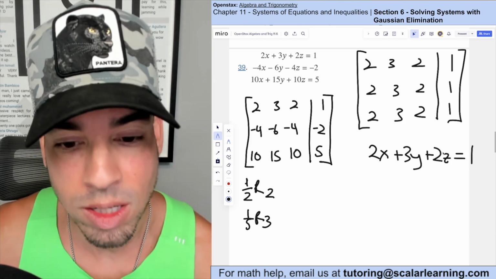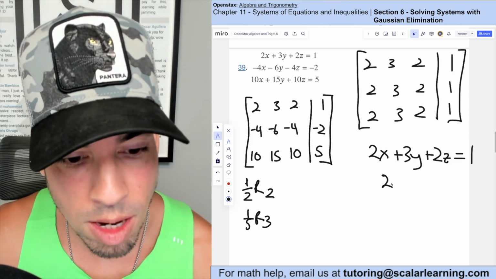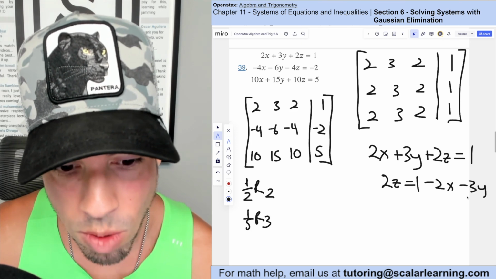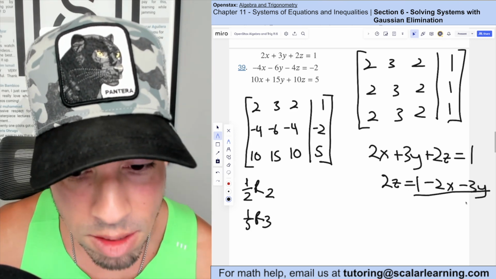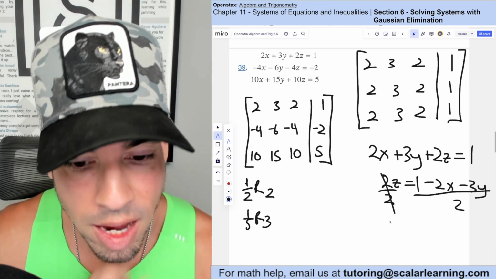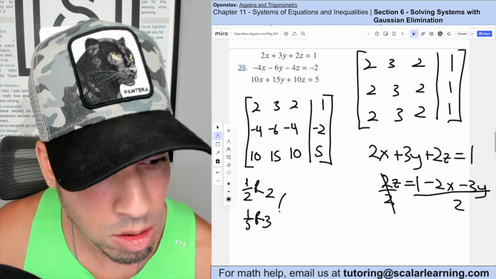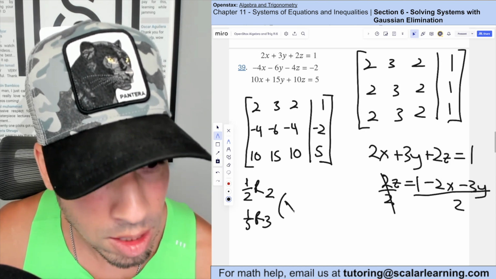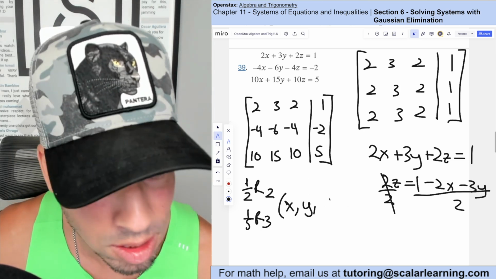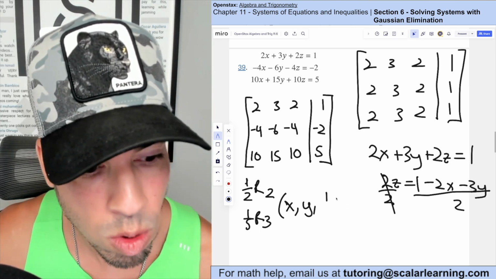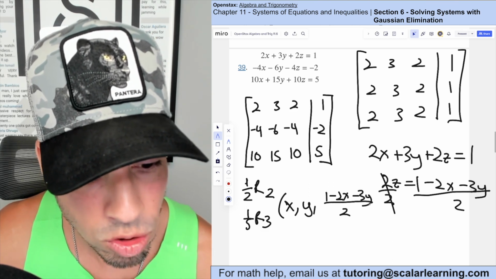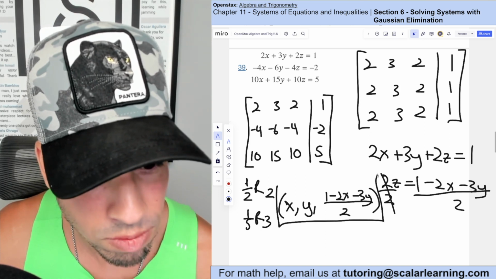And the way we're going to do that is we're going to isolate z. So for example, I'm going to say 2z is equal to 1 minus 2x minus 3y, right? Isolating. And then we're going to divide both sides by 2. So there's my representation of z in terms of x and y. So now if I give the values, the solution, we got x, whatever we plug in there, and y, whatever we plug in there. And then based on that, our z is going to be equal to 1 minus 2x minus 3y, divided by 2, like so. And that is your final answer.